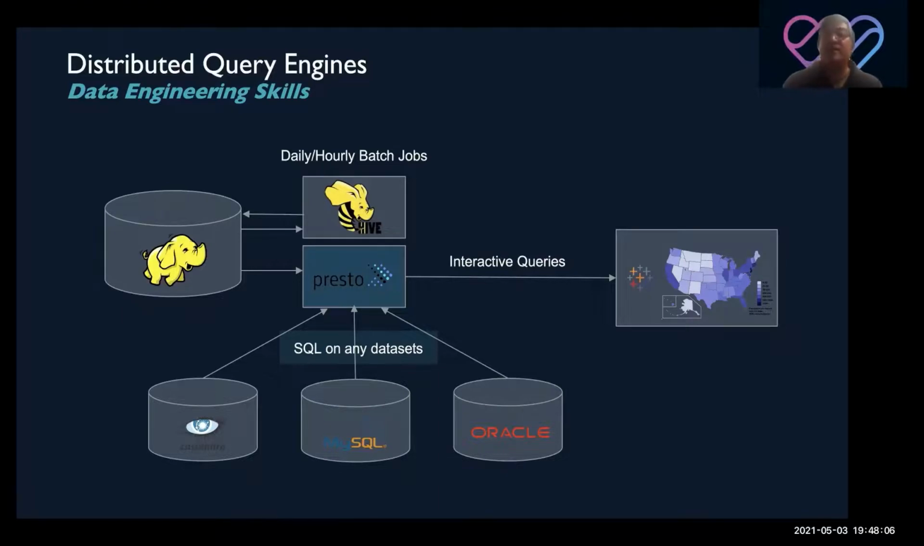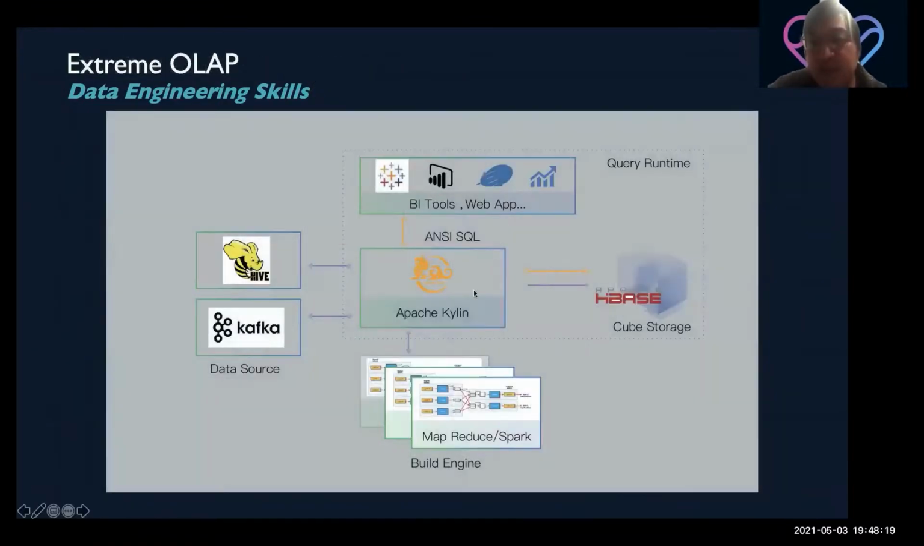Right, so it has these data connectors that allow it to read in parallel. It's a distributed engine, so it can read data in parallel from many different sources, which is pretty cool. So that's Presto. There are some competing products out there as well.